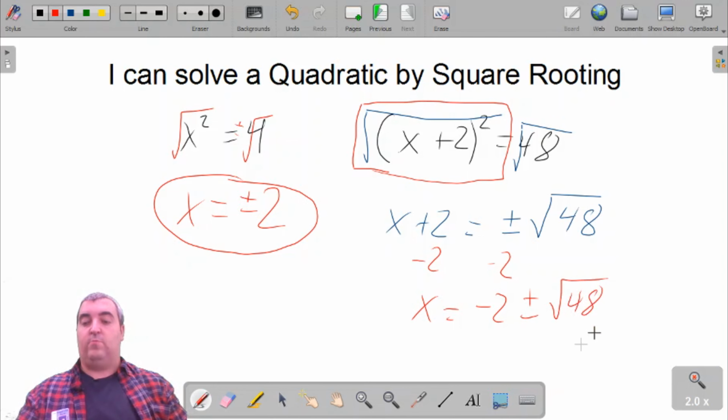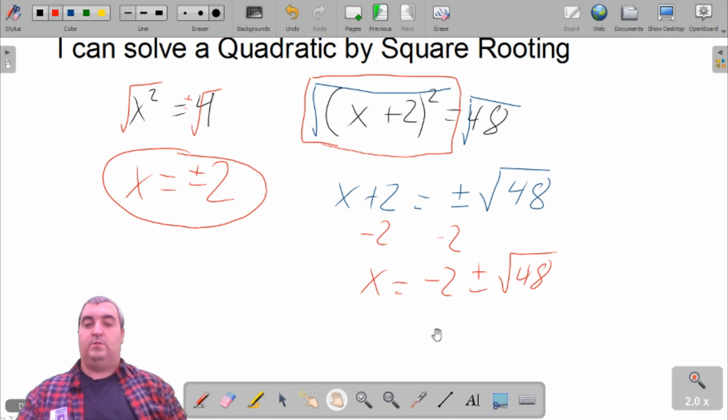Now, one thing before I simplify that, this plus or minus is always going to go in front of the root. Okay, it's always going to be there because when we take this square root, we're square rooting the plus or minus. Don't get the minus 2 mixed up with it. You either put the minus 2 out in front and then plus or minus square root of 48, or you could put the minus 2 at the very end, but make sure the square root stops at the 48.